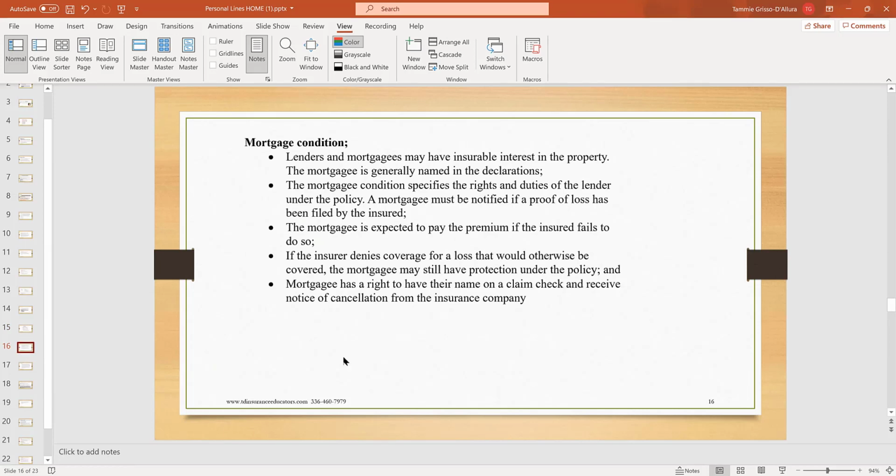Now, there are some mortgage duties. Lenders and mortgagees may have insurable interest in the property.